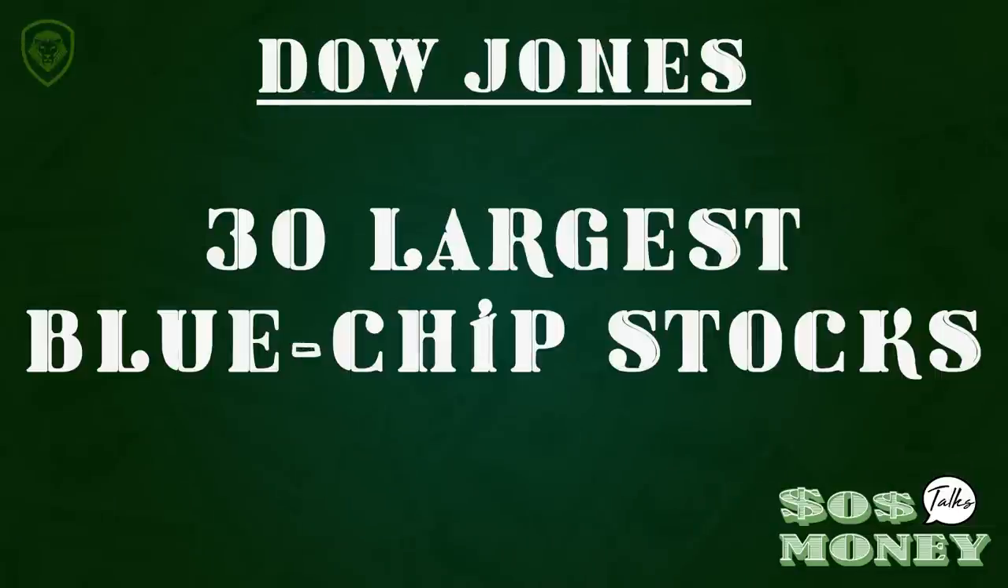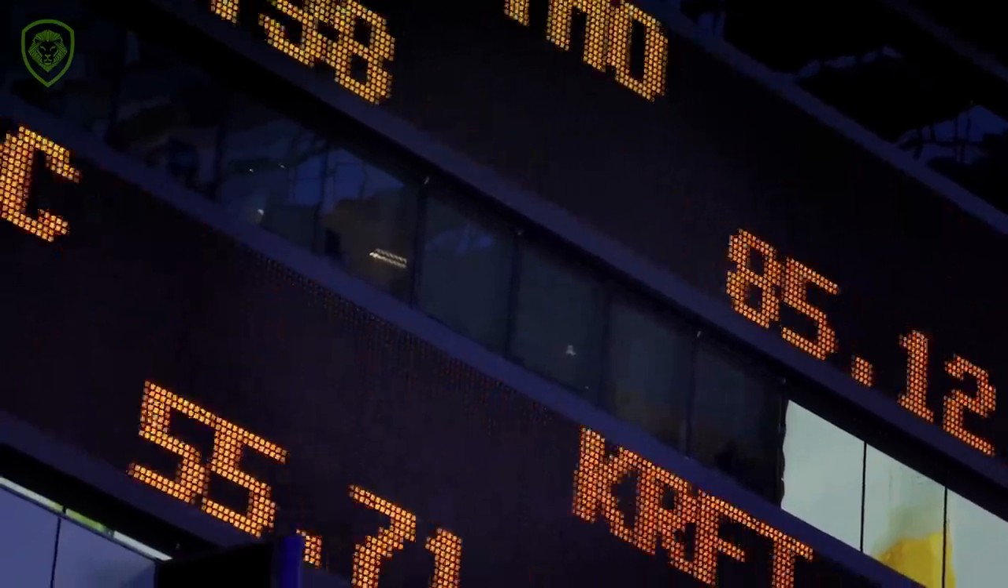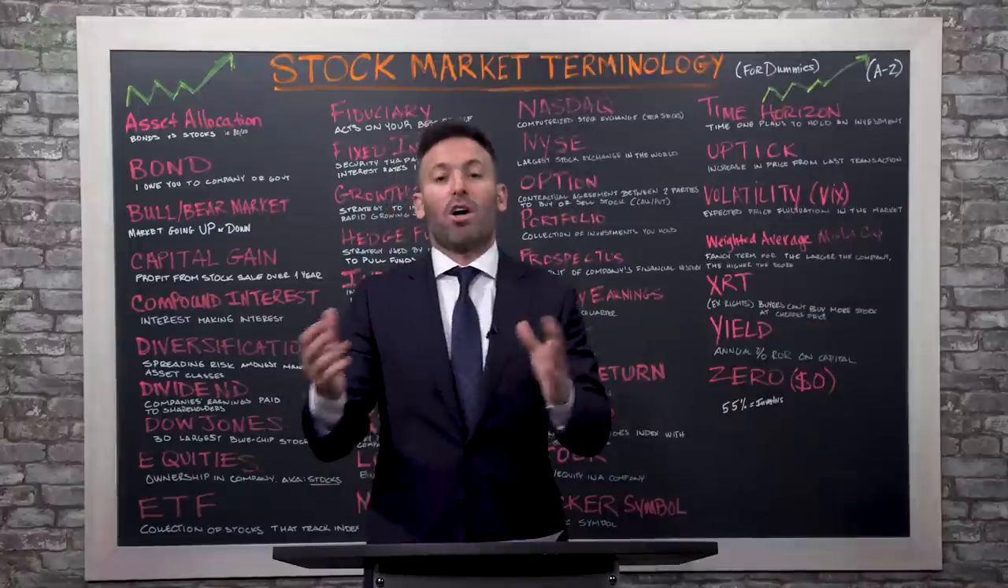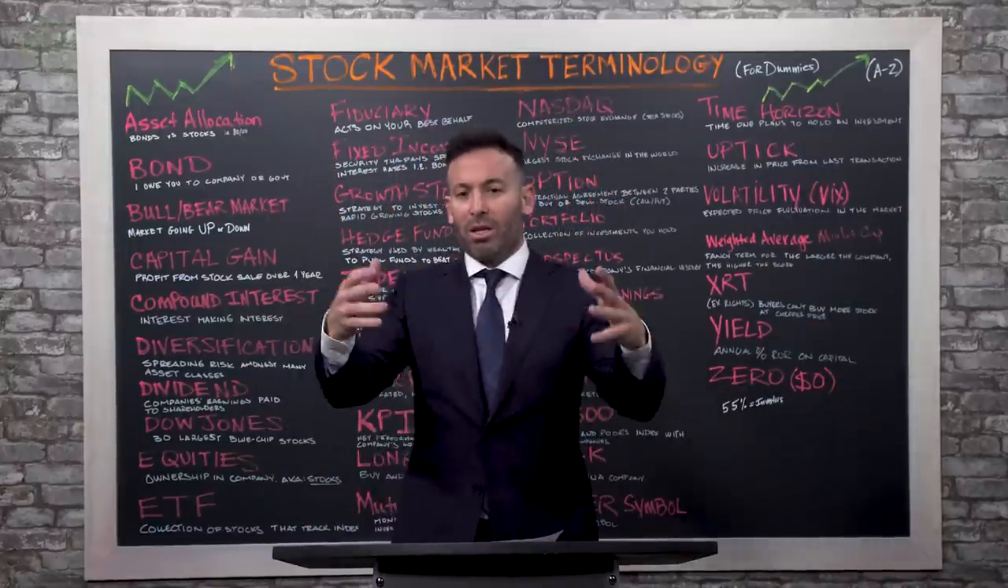Next up, Dow Jones. These are the 30 largest blue chip stocks on the stock market. So you know when they say the market did this today, and the market went up today, or the market went down today, they're usually talking about what the Dow Jones did. The stock market, that's the Dow.